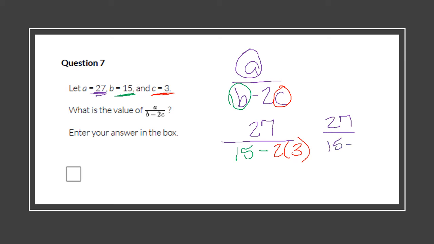15 minus, I have to do that multiplication first. 2 times 3, that's 6. So now I've just got to do the subtraction on the bottom. 15 minus 6, that gives me 9. And then I can simplify. 27 divided by 9. And that does give me 3. So my answer is 3.